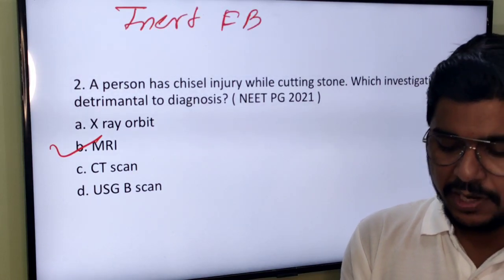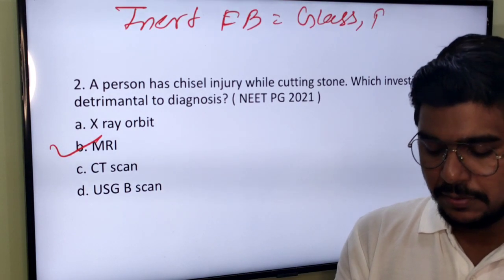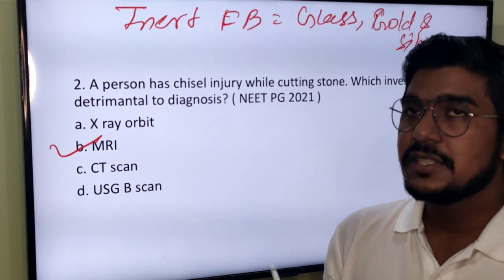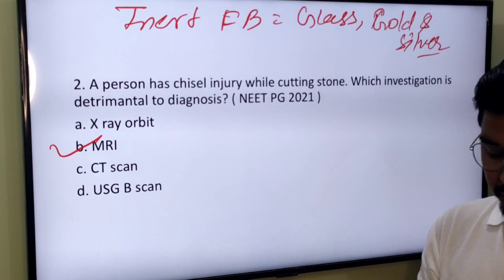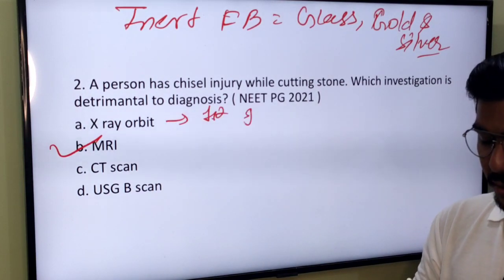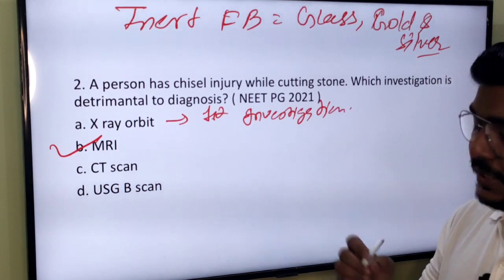Inert foreign bodies are glass, gold and silver. These three are very much inert, right? The first investigation that you will do is X-ray.